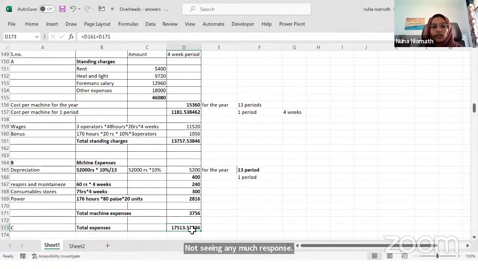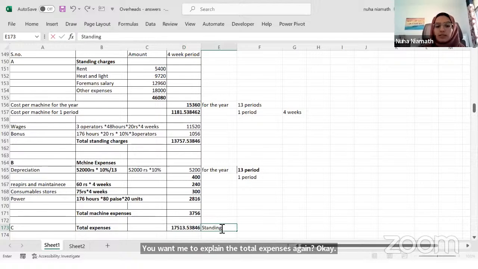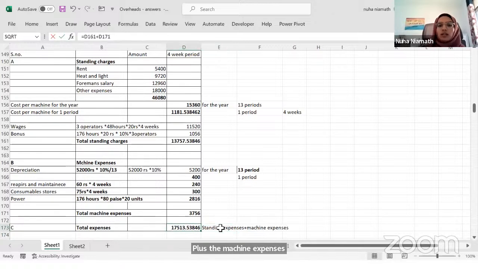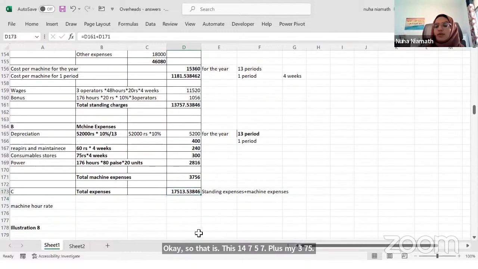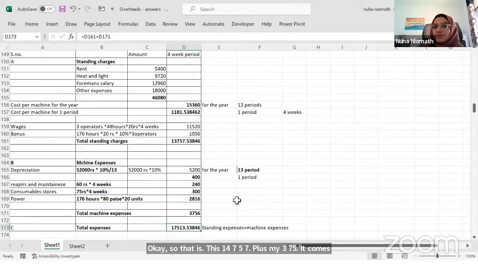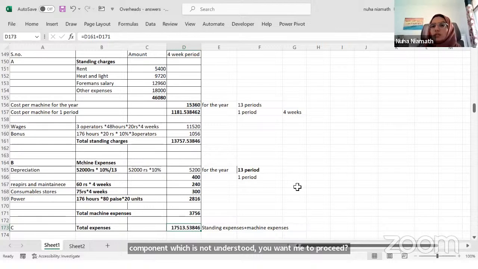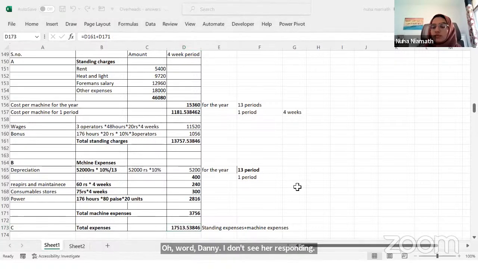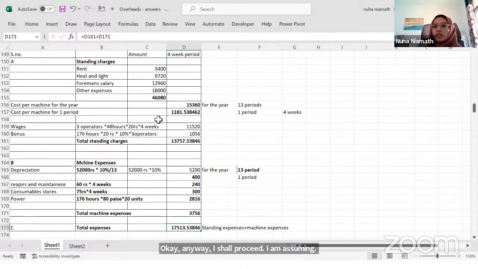You want me to explain the total expenses again? Okay. So total expenses is nothing but my standing expenses plus the machine expenses. So that is this 13,757 plus my 3,756, which comes to 17,500. Any component which is not understood, do you want me to proceed? How about Rania? Rania used to respond. I don't see her responding. Okay, anyway, I shall proceed. I am assuming, okay. Thank you, Aisha, thank you.